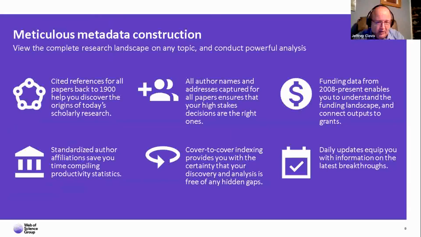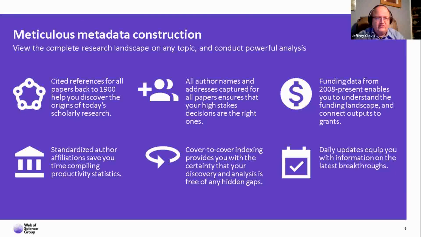So at the hallmark of our platform, obviously, is the meticulous data construction, cover-to-cover indexing, all of the funding information, all of the document types that are included. And in the arts and humanities and social sciences, you have 26 different types of articles, and we index all of them. We have daily updates Monday through Friday. We have standardized author affiliations, and they save you time in finding the information. And at the hallmark, obviously, is cited reference indexing.